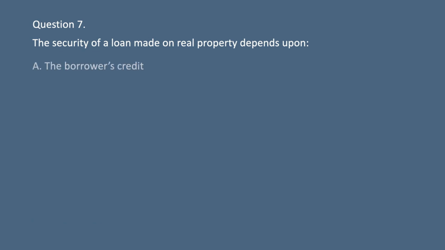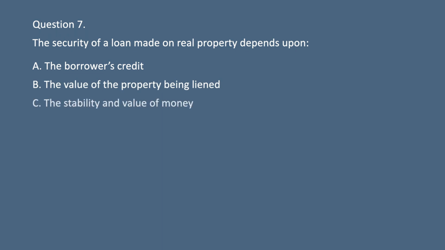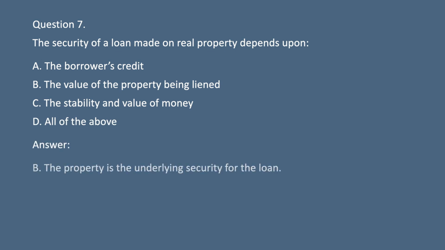Question 7. The security of a loan made on real property depends upon A. The borrower's credit. B. The value of the property being liened. C. The stability and value of money. D. All of the above. Answer. B. The property is the underlying security for the loan.